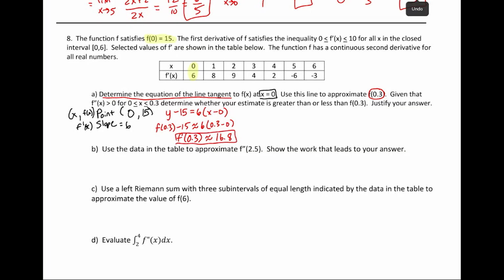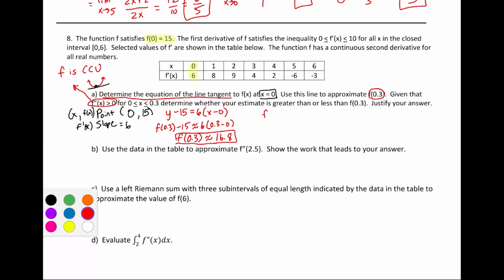And then on top of that, it says, given that f double prime is positive, now right away, before we go any further, f double prime being positive means that f is concave up. In other words, it's like doing something like this on that interval. So if the function's concave up, then our tangent line is going to be below the curve, meaning that our approximation is going to be an underestimate. Okay, so our estimate is going to be less than f of 0.3.